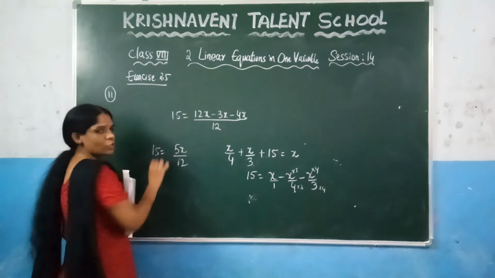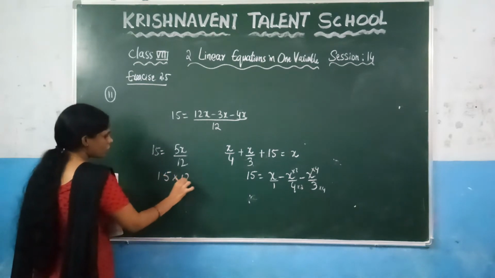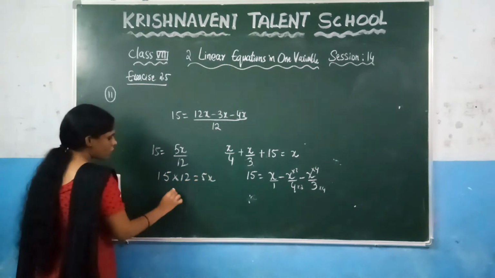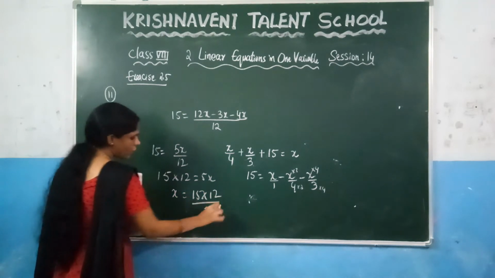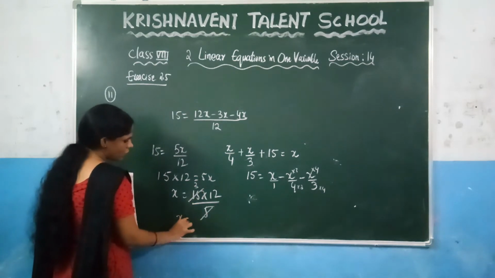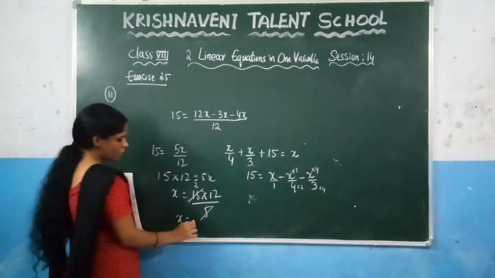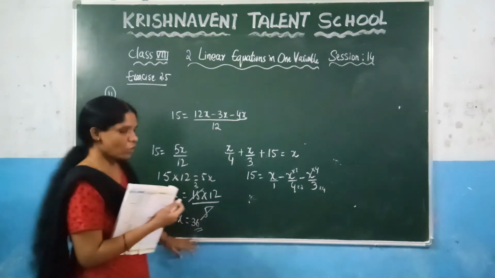Now take this 12 to the other side, it will become multiplication. You will get 15 into 12 is equal to 5x. So the value of x is 15 into 12 divided by 5. Here 5 ones and 5 3s will get cancelled. You will get x is equal to 12 into 3, which gives you 36. So this is the number of deer present.